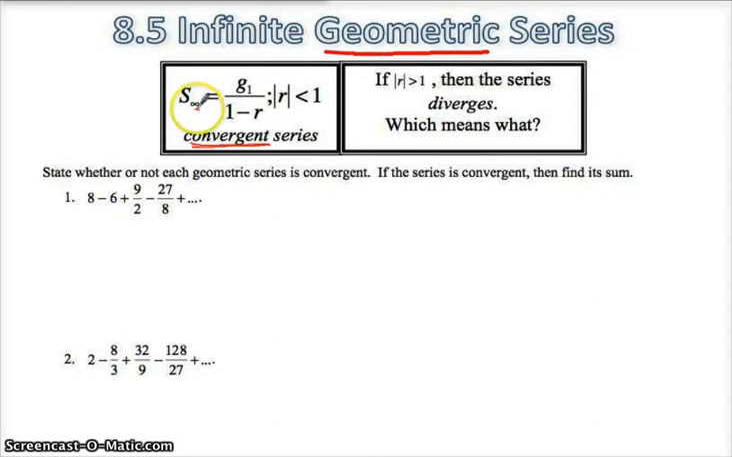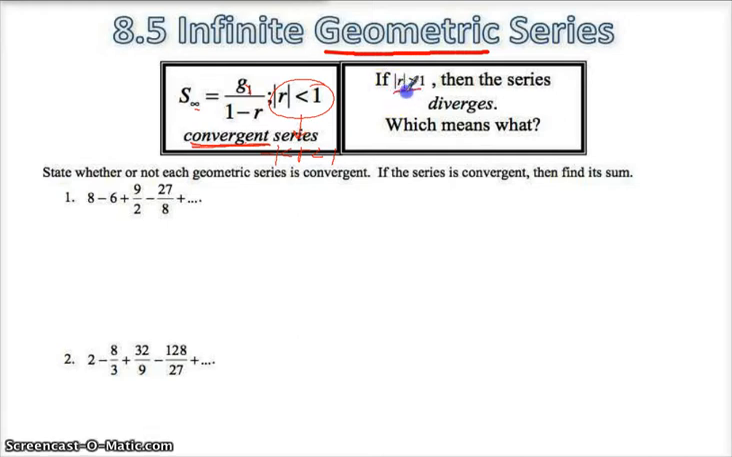But in this formula, the sum of an infinite amount of terms equals the first term. Remember, G sub 1 represents the first term, divided by 1 minus the ratio, the common ratio. It's convergent only if the absolute value of the common ratio is less than 1. So what does that mean? That means it has to be a fraction between -1 and 1. That's what this means right here. The ratio needs to be a fraction between -1 and 1.